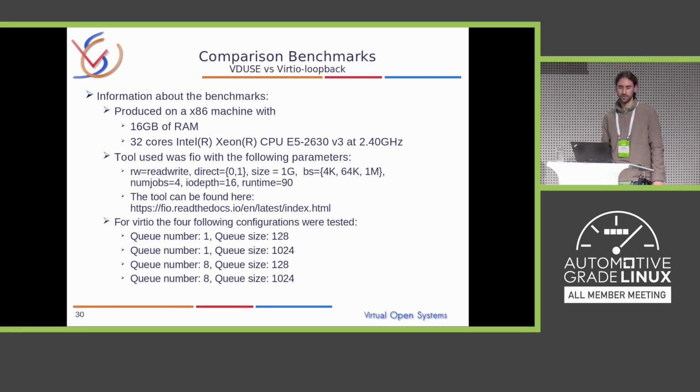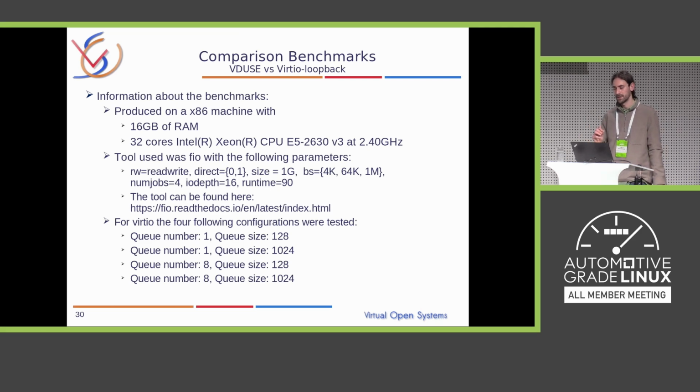The tool used for this benchmark was FIO. Briefly, to not describe all the parameters in detail, we did sequential read and write operations with the direct flag enabled or disabled, and block sizes of 4K, 64K, and 1 megabyte.